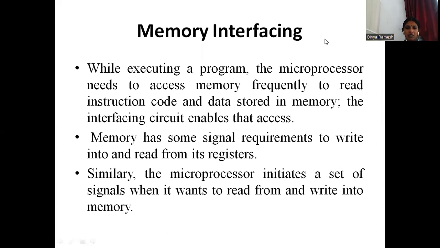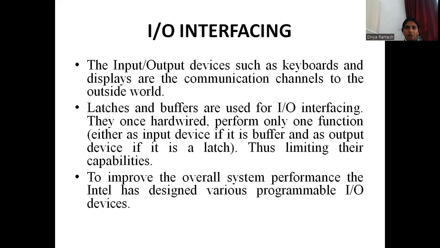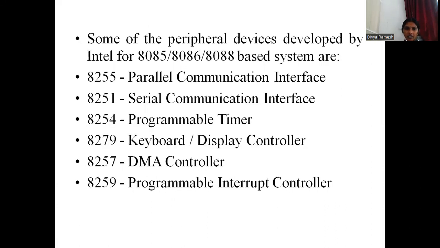Interfacing mainly deals with two types. One is memory interfacing, the second one is IO interfacing. Memory interfacing means the data can be read from or written into the memory with the help of some interfacing devices. Input output interfacing is using keyboards and displays as interfacing devices in order to communicate with the outside world.